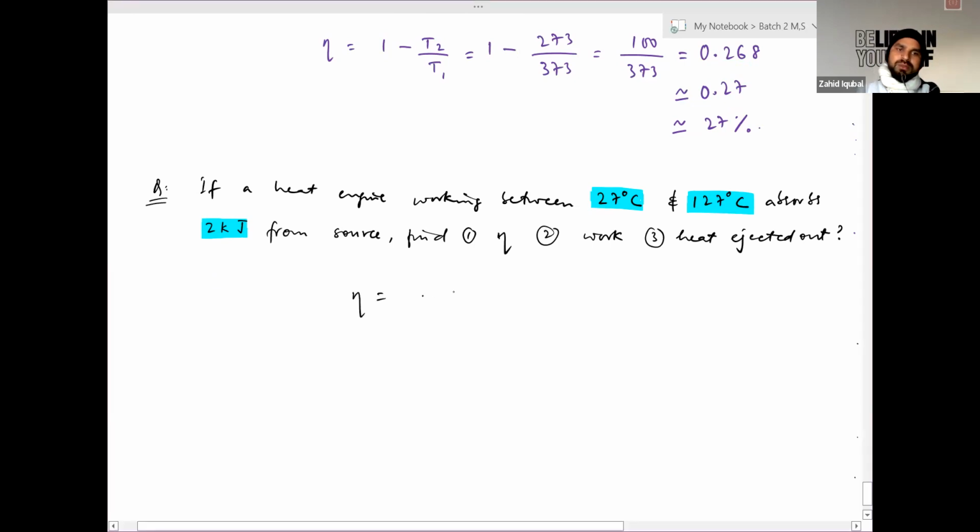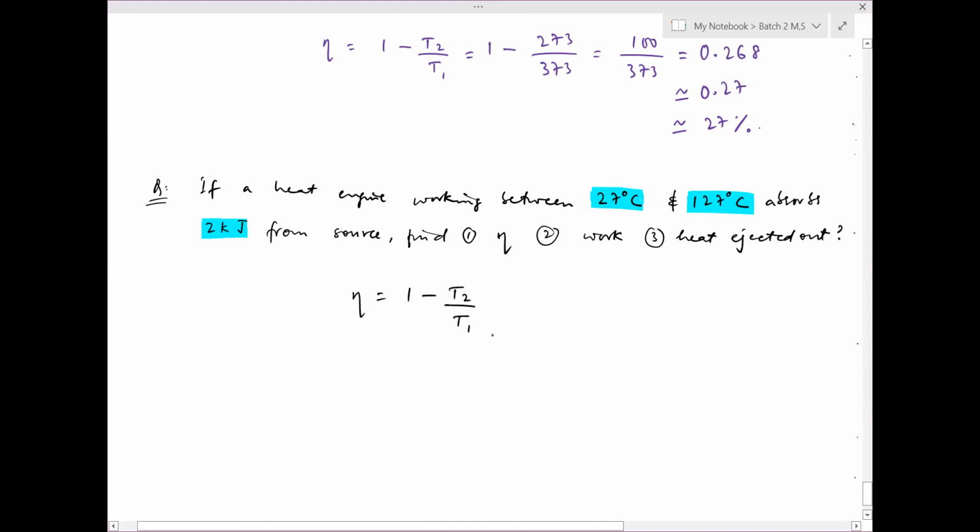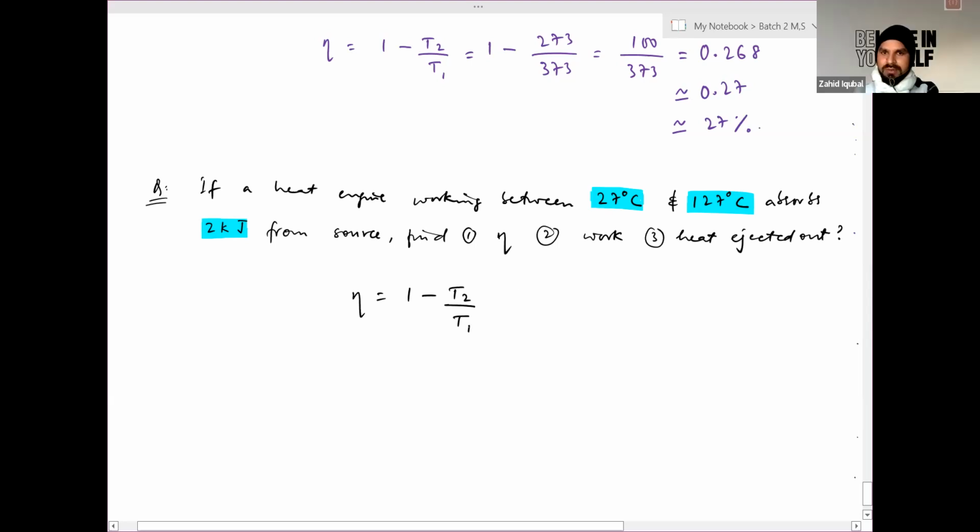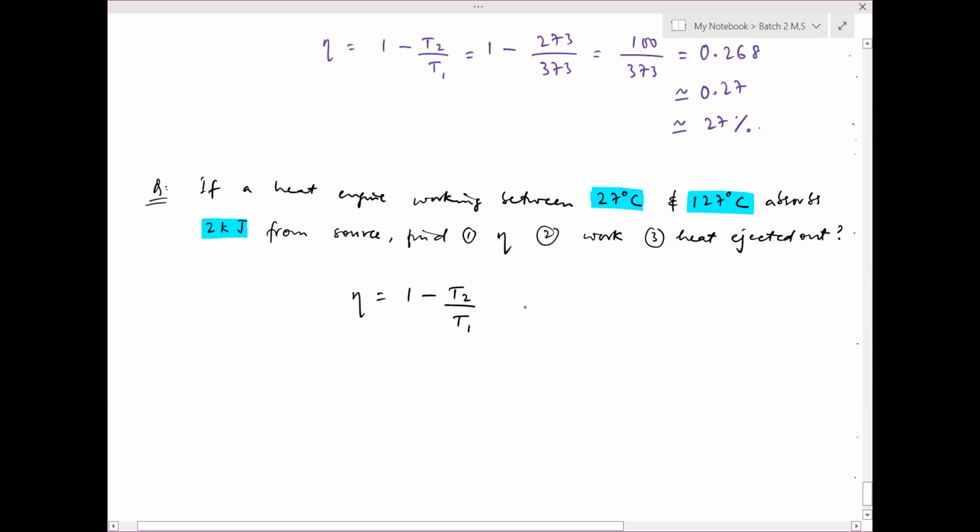Eta equals 1 minus T2 over T1. I should have taken T1 as 400 and T2 as 300, that's why I'm getting a negative answer. T2 will be lesser and T1 will be higher. Yes, I interchanged both of them. Okay.